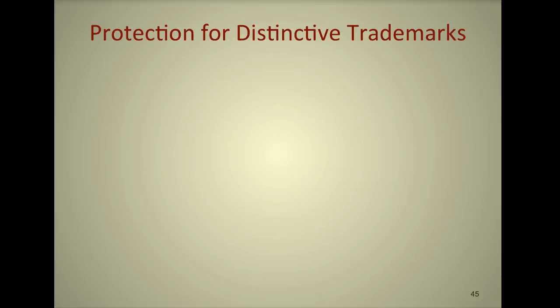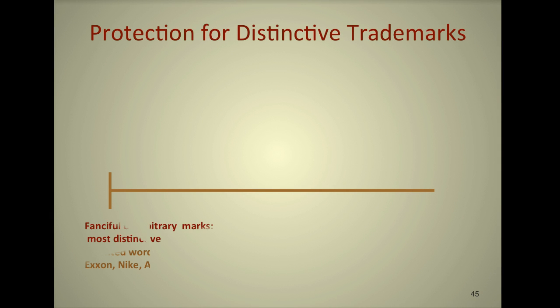Now, what the law does, in terms of trademarks, is provide more protection for distinctive trademarks versus non-distinctive trademarks. And in this slide, I'm just going to talk about the two major types of distinctive trademarks. Fanciful or arbitrary marks are the most distinctive. Those are words that are made up, or words that are real words but are totally disconnected from what the product is that the person is selling.